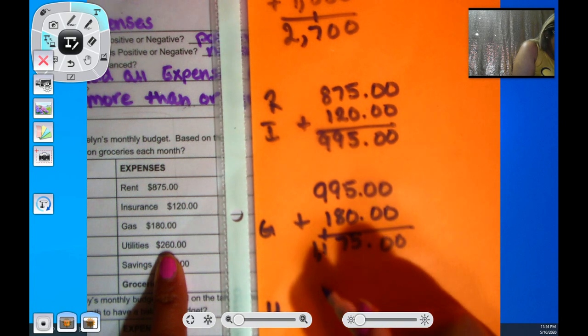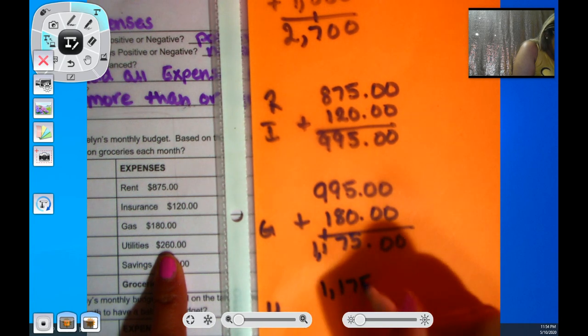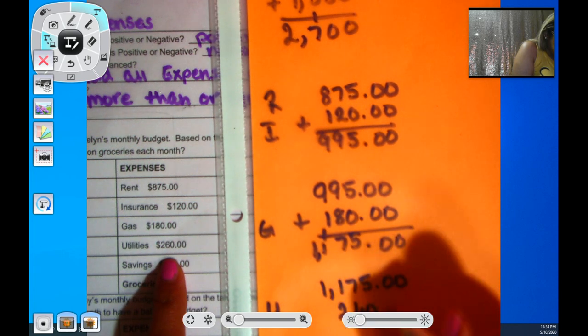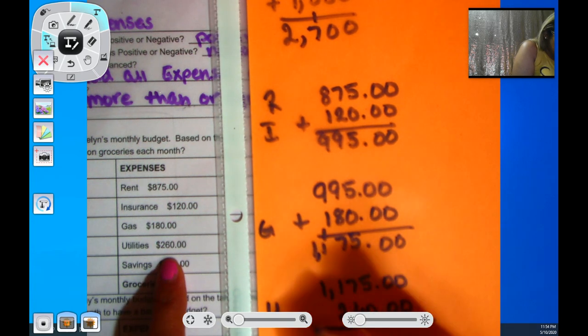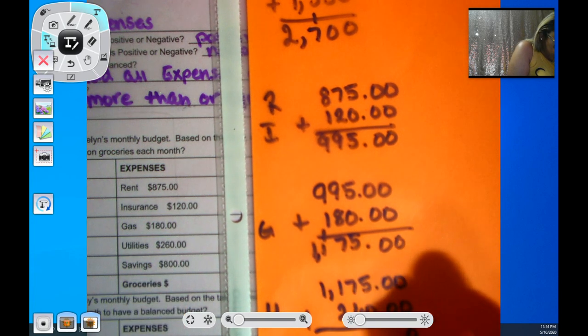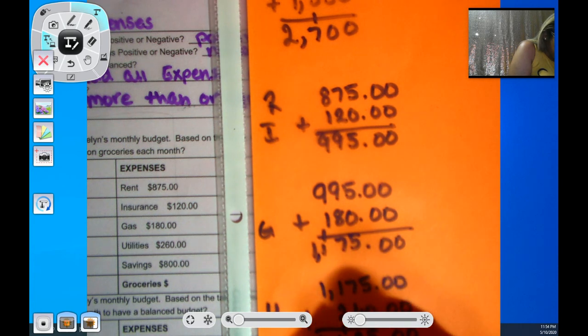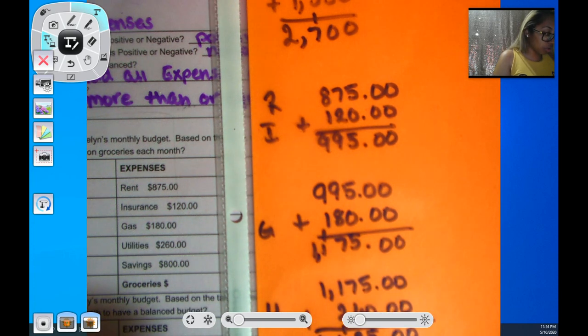So I'm taking 1,175. I'm going to add on 260. So there's a lot of addition going on here, but we're just literally adding up all of the expenses. So that's going to leave us with 4. So now we're at 1,435.